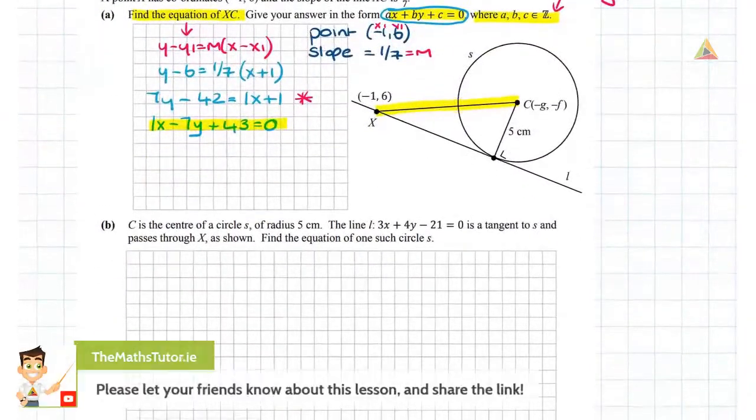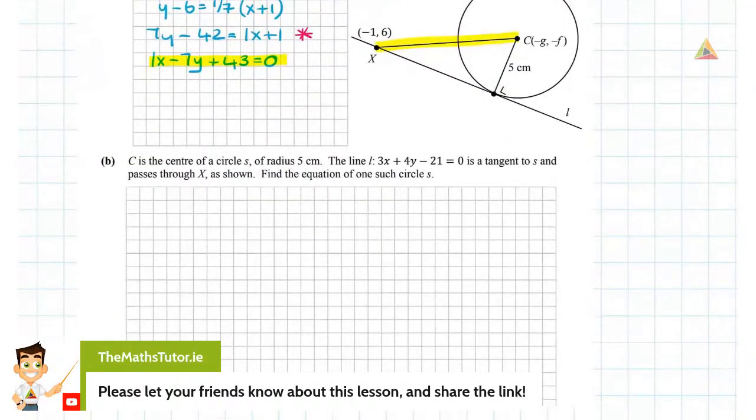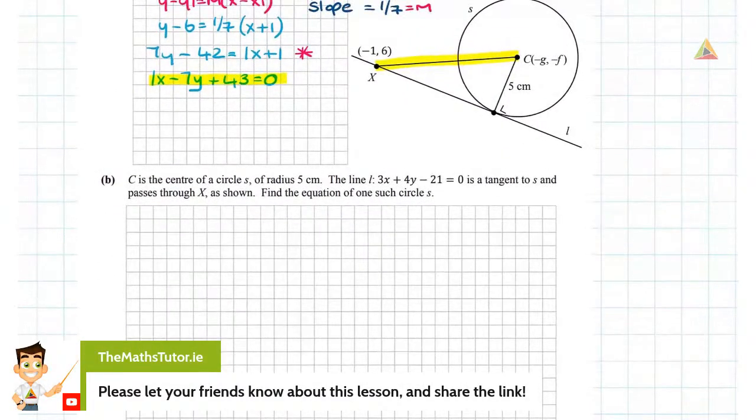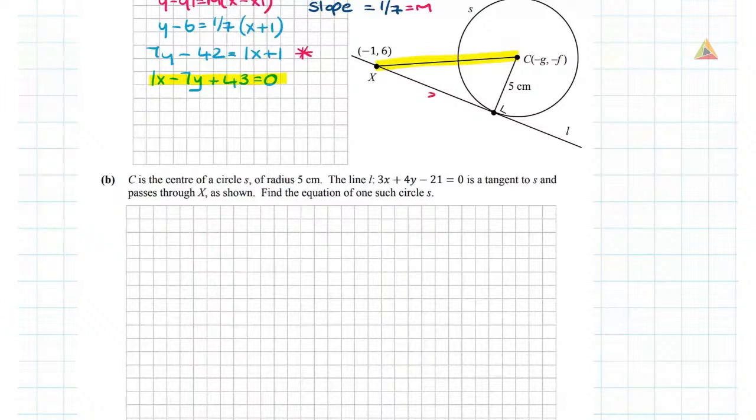Part B, C is the centre of a circle S of radius 5, so that's the diagram, and the line L, 3x plus 4y minus 21, is a tangent. So I'm just going to mark that in here. That line is 3x plus 4y minus 21 equals 0, and it passes through the point X as shown. Find the equation of one such circle S. So here it looks like we'll have more than one answer, but we just need to take one of the answers.